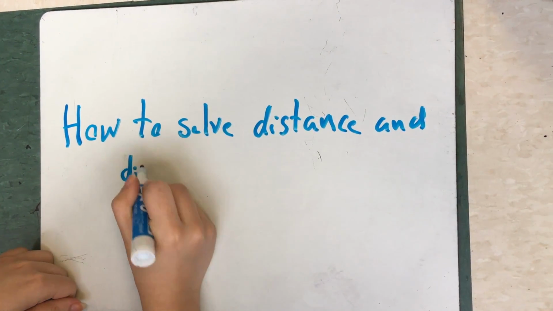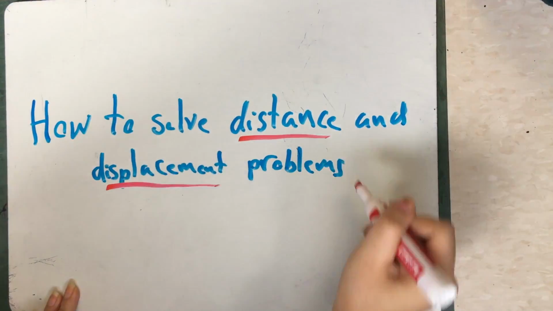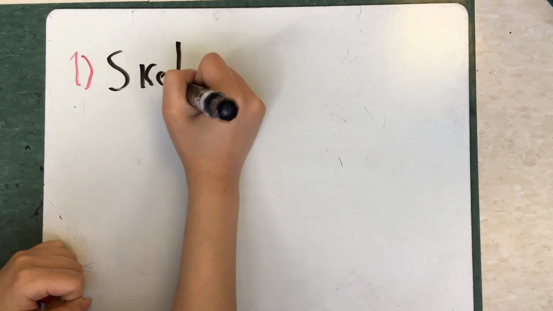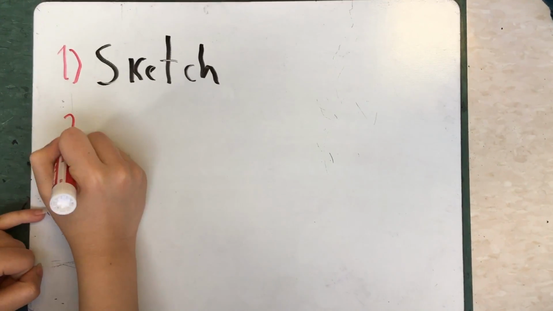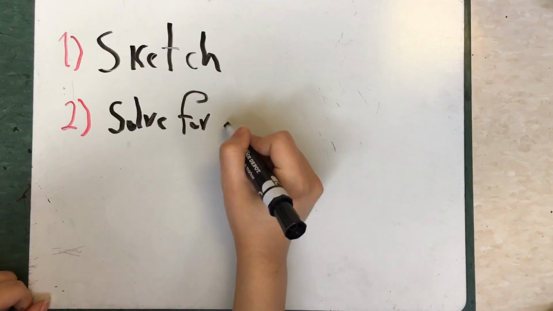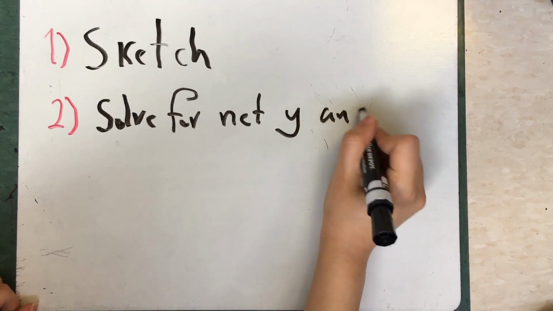So, how do we solve distance and displacement problems? We're gonna show you with two simple steps. First, sketch the vectors to visualize the problem. Then, solve for net y and net x distance and displacement.